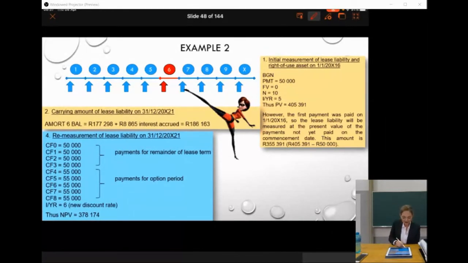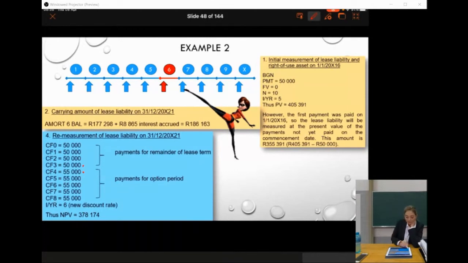So what we have over here is that now we can't use our payment functions on our calculator because the lease payments differ. We have 1, 2, 3, 4 remaining payments of 50,000, and then we have 1, 2, 3, 4, 5 payments of 55,000. So we have to use our cash flow function.